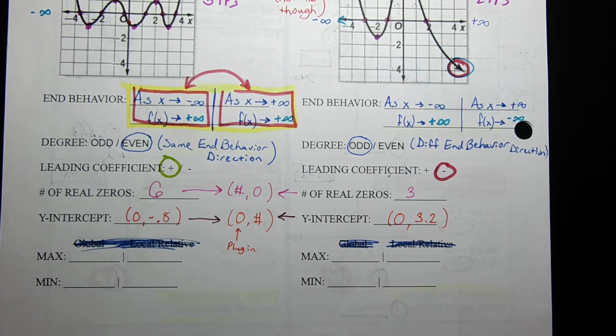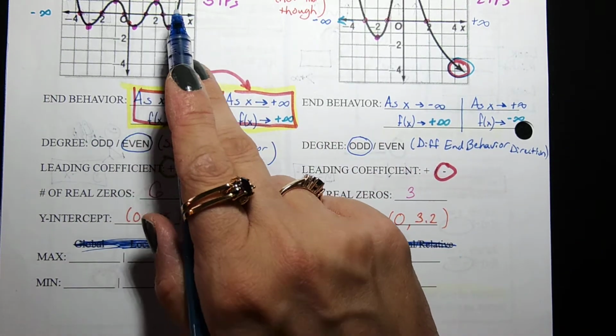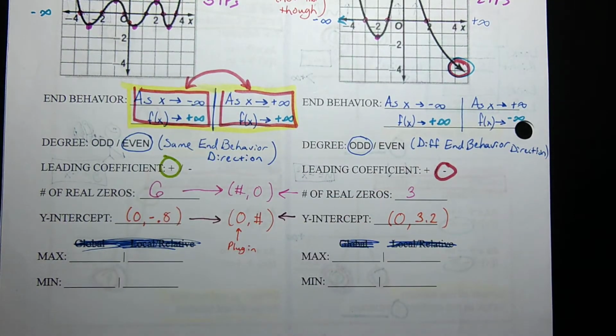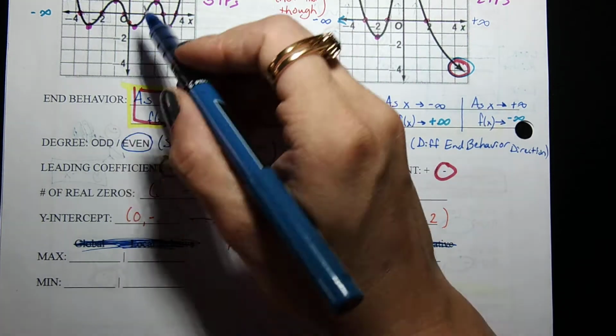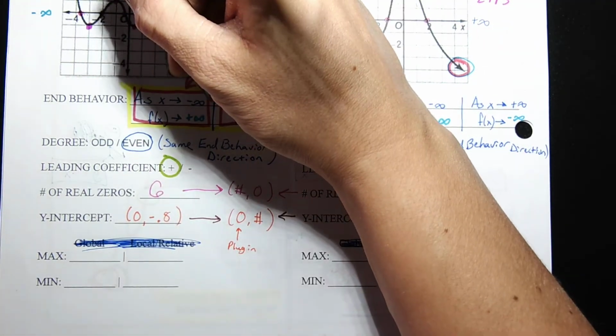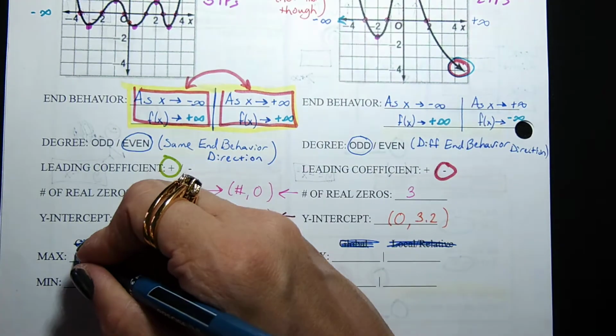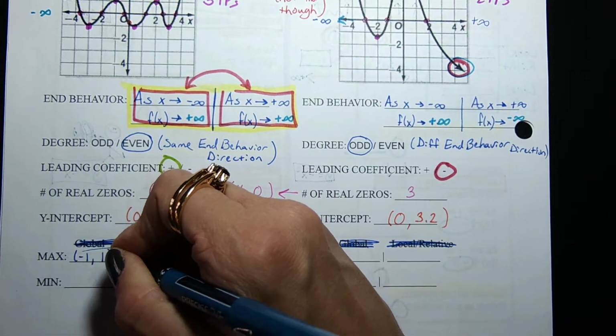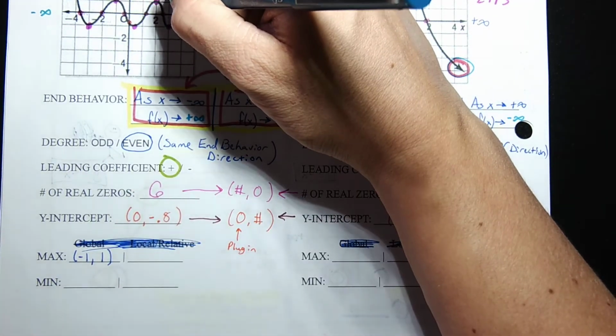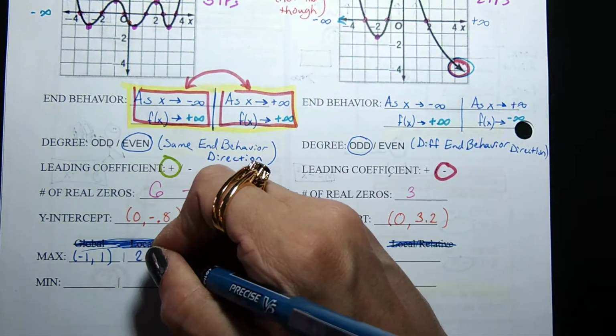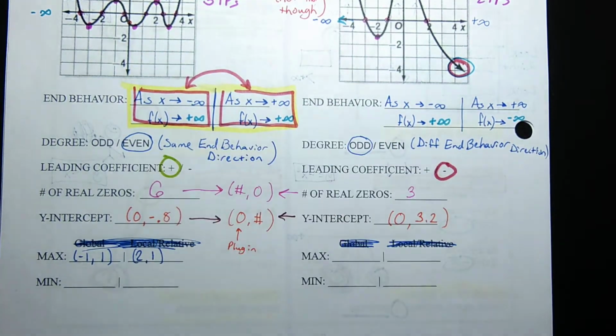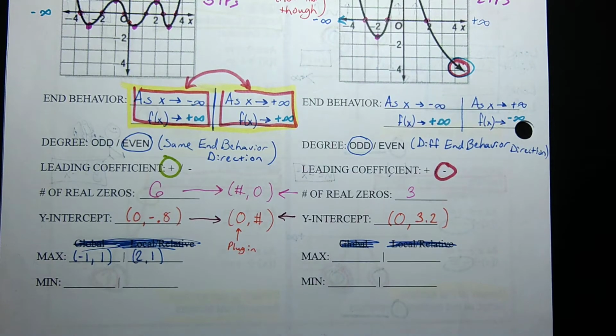Do I have any maximums on this graph? Do I have any high points? Yep. This one at -1, 1. And this one at 2, 1. Now, are these going to be absolute or relative maximums? Absolute? No.